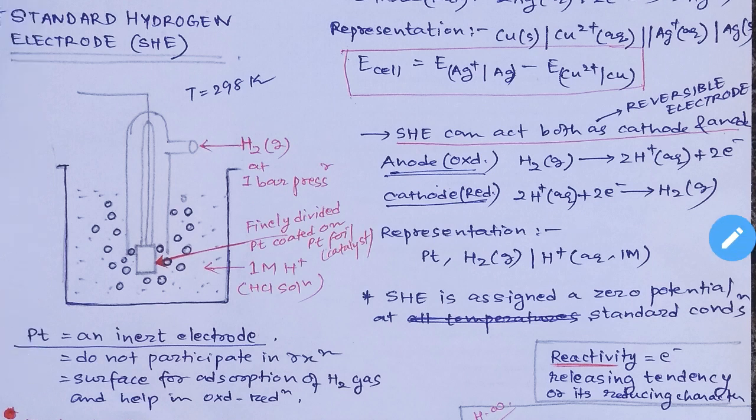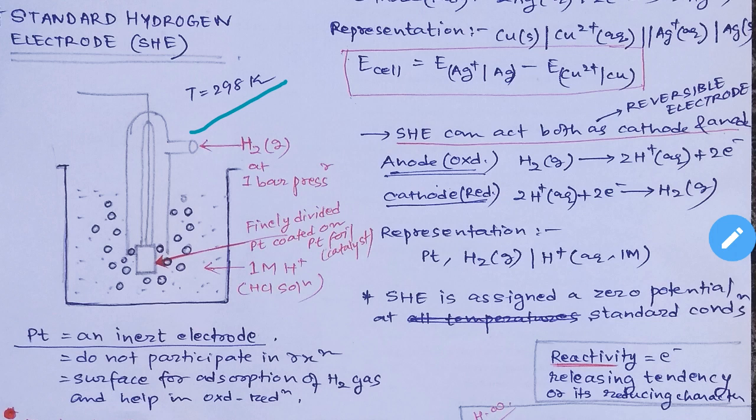Okay, and the temperature is maintained at 298 Kelvin. So the conditions are very important. Temperature is 298 Kelvin, pressure is 1 bar, and the concentration of the aqueous solution of the ion is 1 molar. Okay, these three conditions are maintained for setting up this standard hydrogen electrode.